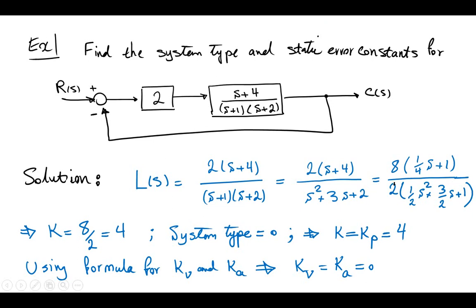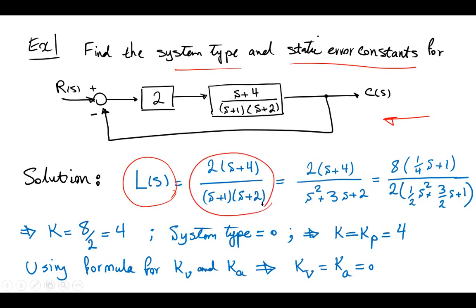So this example: find the system type and the static error constants for this system. What we do, we calculate the loop gain function, the multiplication of the transfer functions around the loop. So 2 times this thing is the loop gain function. So let's multiply this thing by that. We end up with this in here.